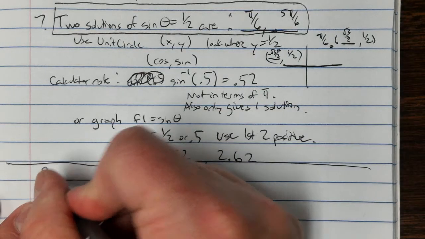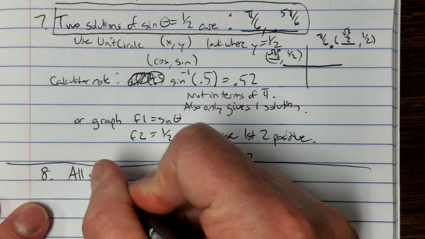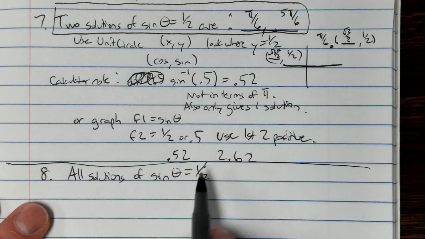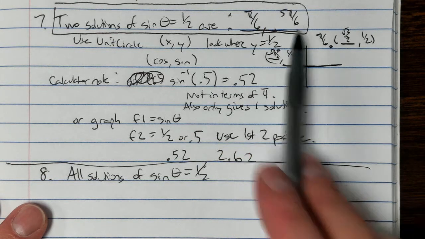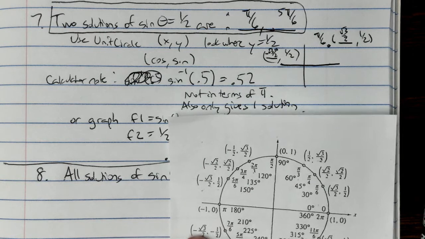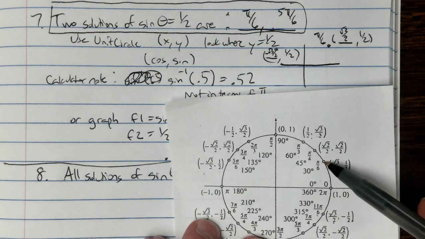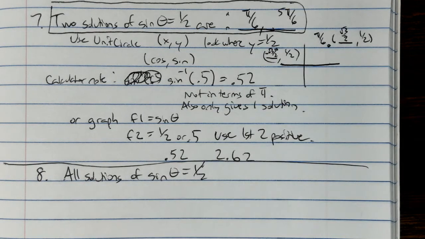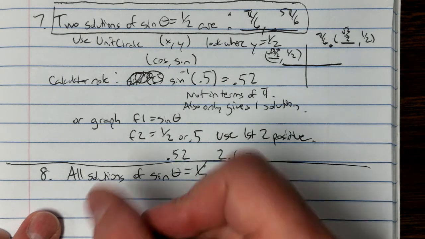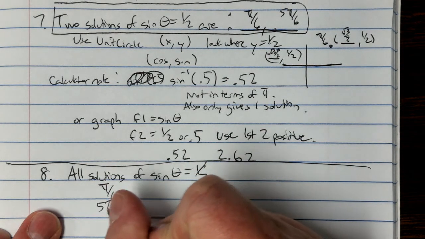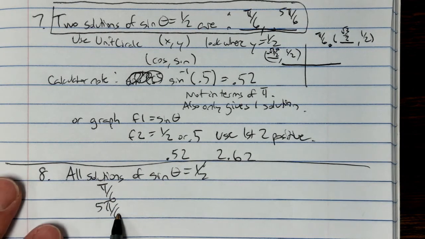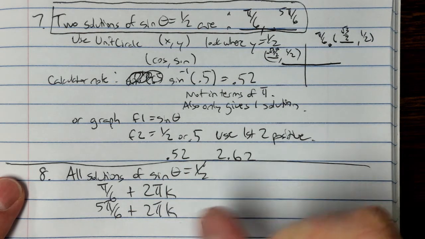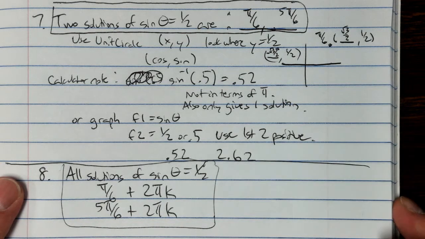Okay, number 8. This time we want all solutions of sine theta equal 1/2. So we know those are two unique starting points because we said start at pi/6 and loop around, and then start at 5pi/6 and loop around. So you're going to start with the unique ones, which are pi/6 and 5pi/6, and then you want to add 2pi k. So that's the part you'll need to write.